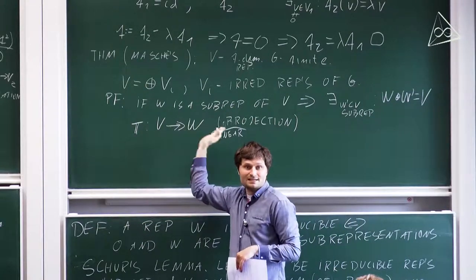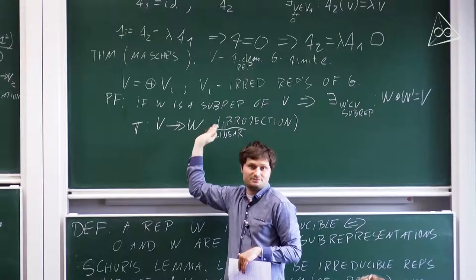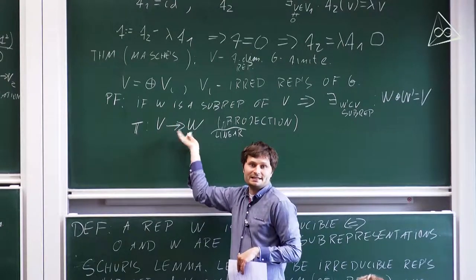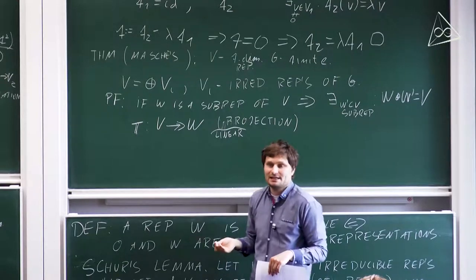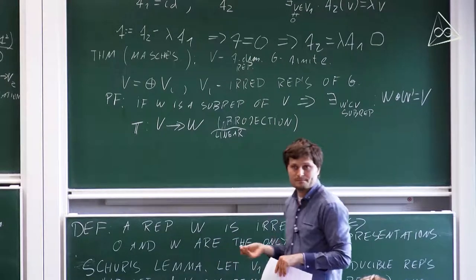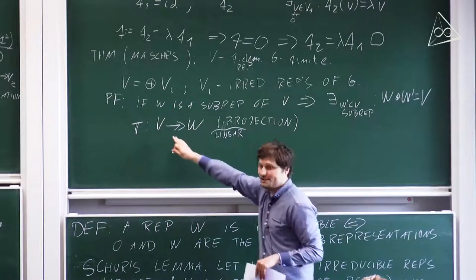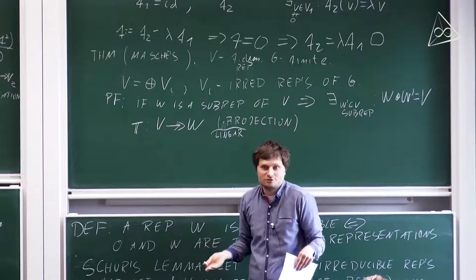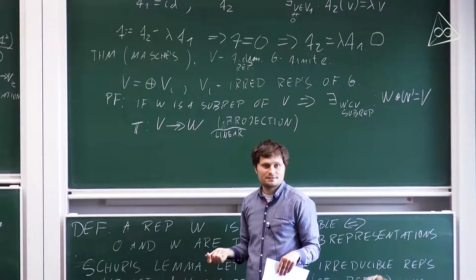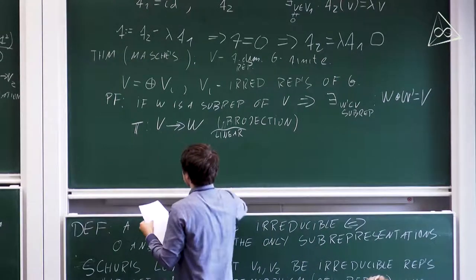But the problem is that I cannot guarantee that this is a map of representations. I can only easily take a linear map. I can only project linearly to a subspace. I haven't used the group action at all. Is it clear that this pi exists? If I have any subspace in a vector space, I can always project to it. Okay, so here comes a trick.